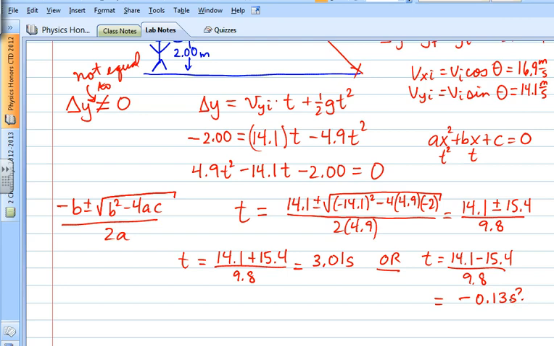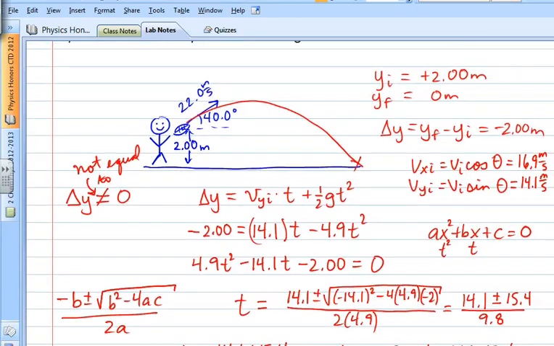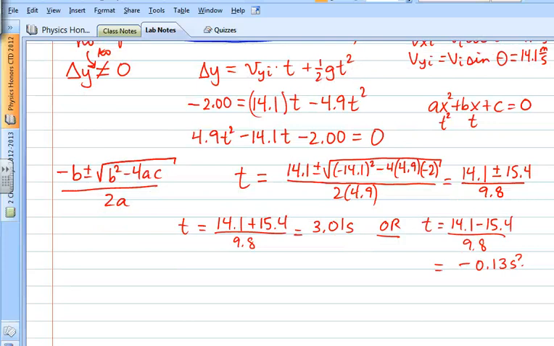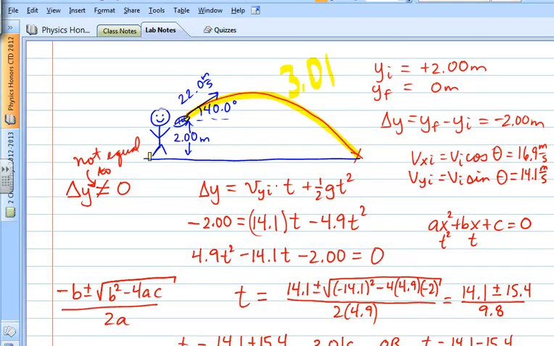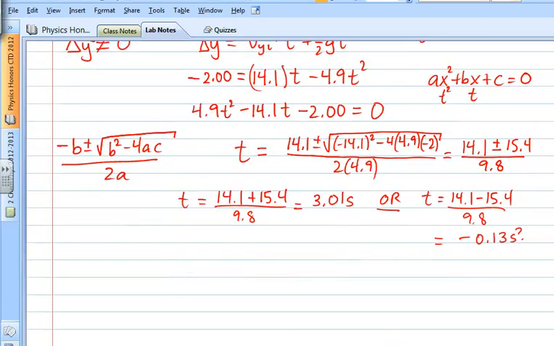What? Hold on a second, that's kind of weird. If we look at the diagram, 3.01 seconds is what we're talking about for the path right here. But the negative is there, it's just not a true physical answer. The negative represents if the football had been launched from the ground with 22 meters per second at 40 degrees and reached 2 meters, then this part of the journey would have been 0.13 seconds. You can check that if you want, I'm not going to. That negative 0.13 is valid, but our real answer is 3.01 seconds.